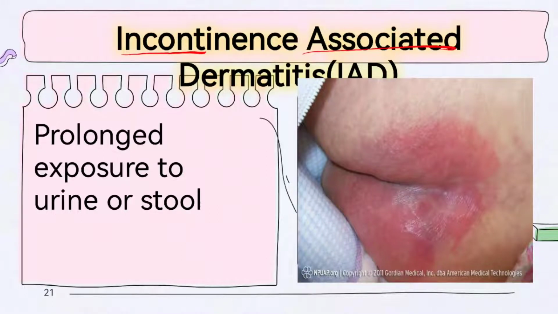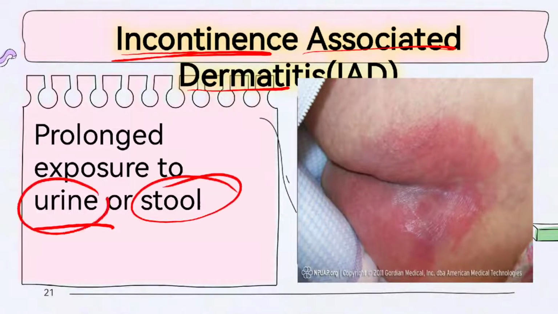Incontinence-associated dermatitis. This is a very common MASD in our hospital, but we did not diagnose it yet. That's why I'm adding it here in our new assessment form. Why? Because incontinence comes only from urine and stool. No other than these two.